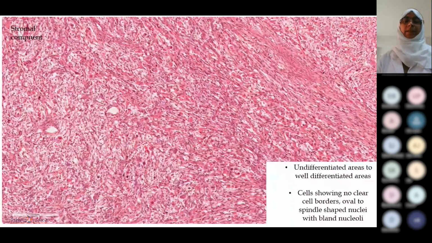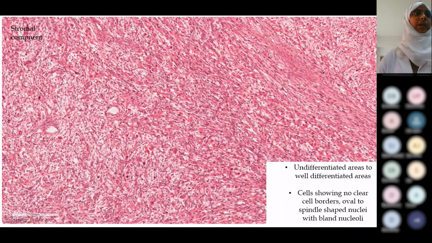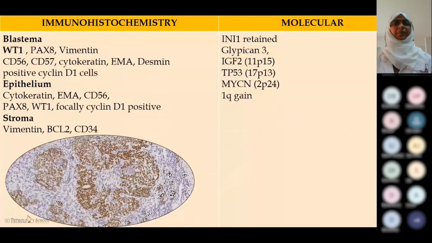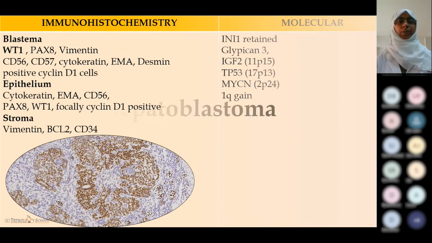Now the stromal element: there will be undifferentiated to differentiated areas. You can see cells with no clear cell borders, oval to spindle-shaped nuclei. When it comes to immunohistochemistry, all these three elements show different immunohistochemistry. Blastemal cells will be positive for WT1, epithelium would be positive for cytokeratin and EMA, and stroma will be positive for vimentin. Molecularly, INI1 is retained, to differentiate from other small round cell tumors.